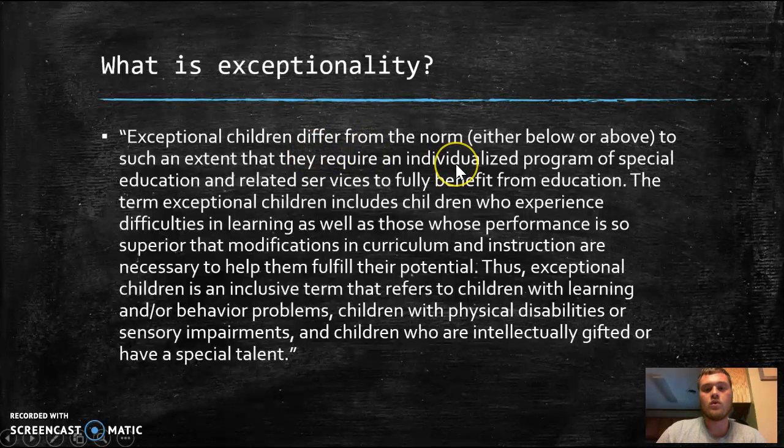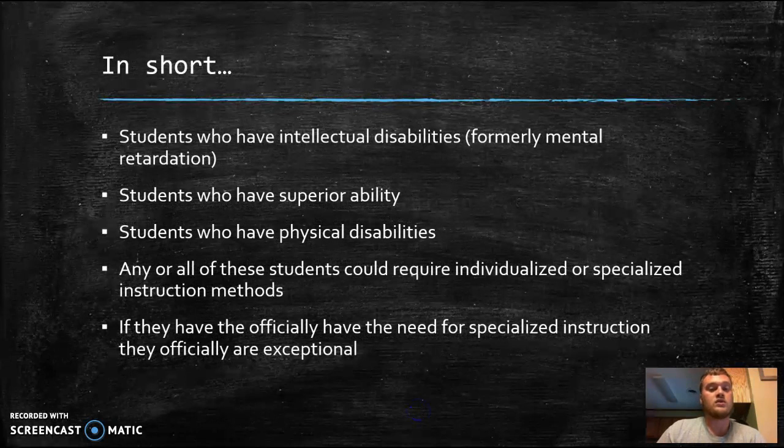Exceptional children differ from the norm, either below or above the regular student, or the normal student, as it says. Exceptional children is an inclusive term that refers to children with learning and/or behavior problems, children with physical disabilities or sensory impairments, and children who are intellectually gifted or have special talent. In short, students who have intellectual disabilities, students who have superior ability, or students who have physical disabilities can all be viewed as students that can require individualized or specialized instruction. If they officially need the instruction specialized, then they can officially be exceptional.